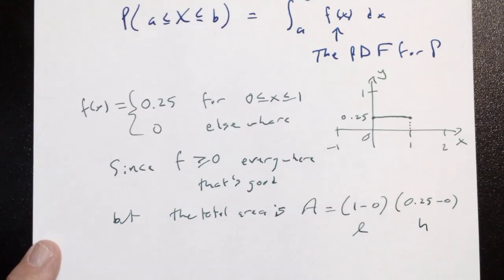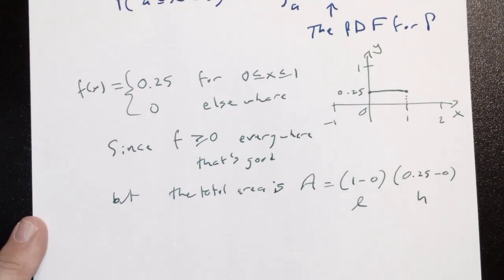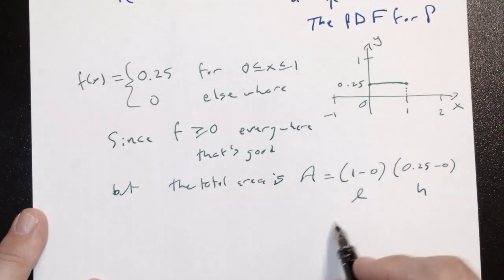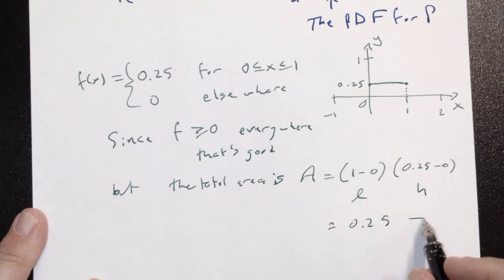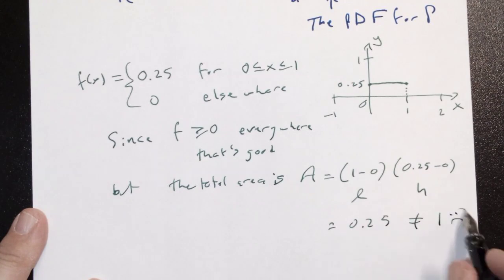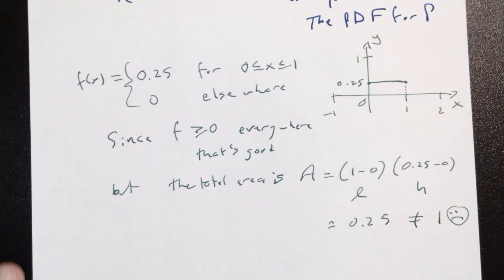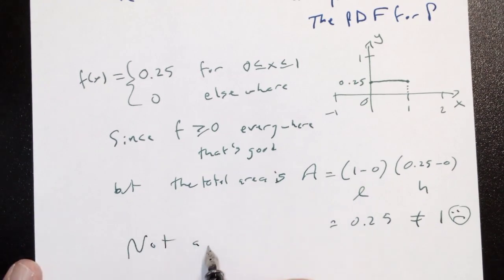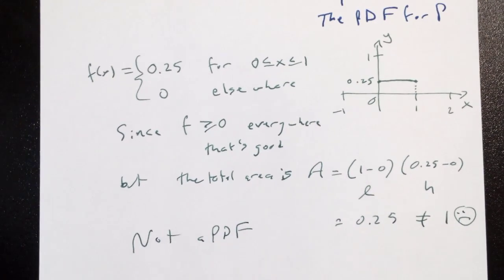Length times height in our case, right? Rather than width, height of the box. That's not a good function to be a PDF for something.